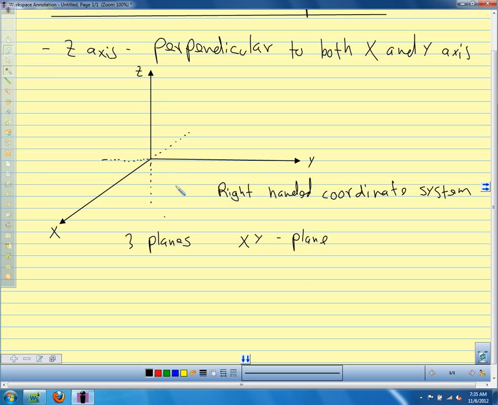The xz plane, so that's this plane here. The xz plane is where y equals 0. And we'll also talk about the yz plane, where x equals 0. So that's this plane here.